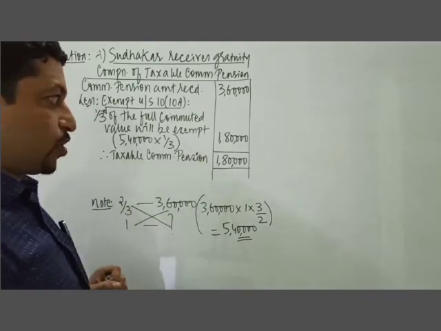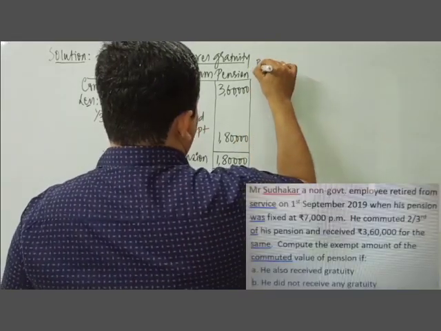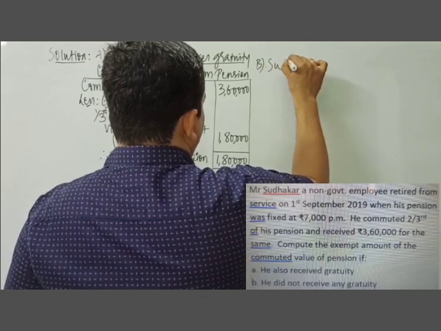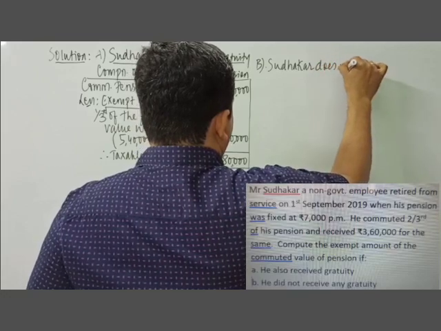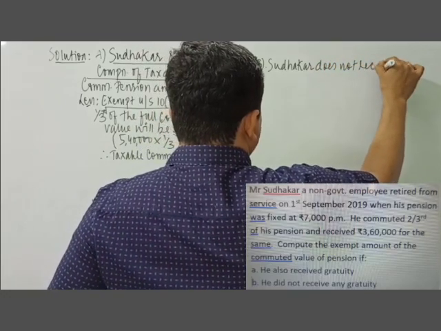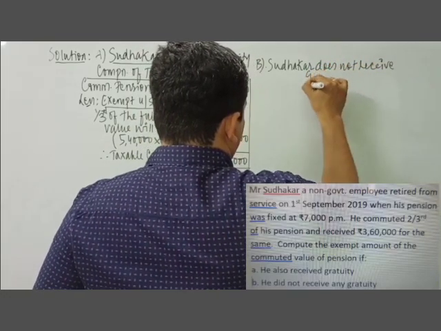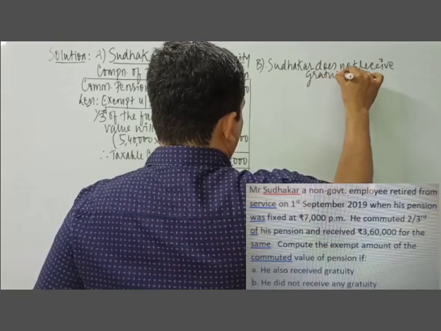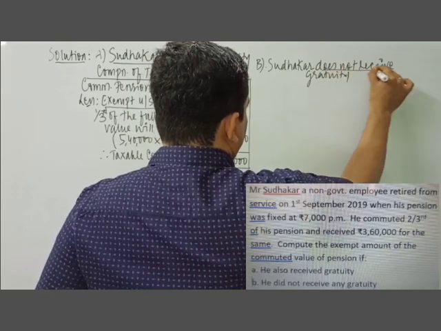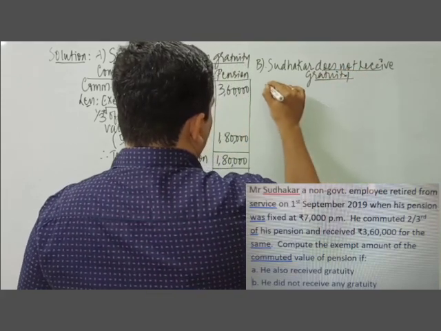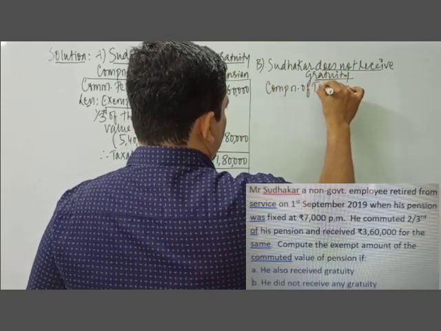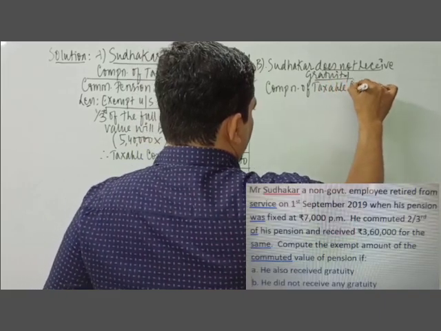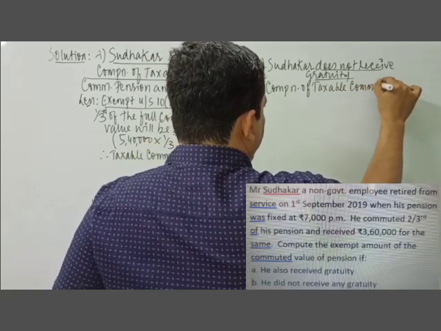Now let's look at question B. I write Sudhakar does not receive gratuity. Now what are the rules? I write computation of taxable commuted pension. So I just draw one amount column.